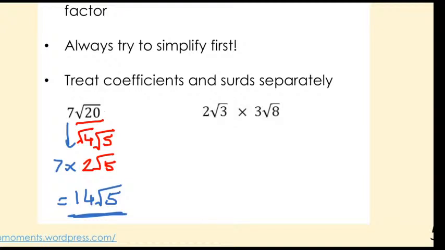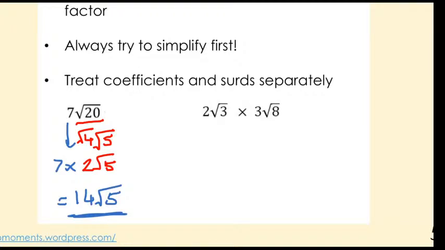Okay, so in that example, we just took the surd first, we simplified that, and then remembered we had to multiply it by 7 at the end. And you'll see at the end there, we just did the 7 times 2 to get 14. We didn't touch the 5 in the surd there, because that's a surd, we treat it separately to the 7. Okay, we don't multiply between whole numbers and surds.